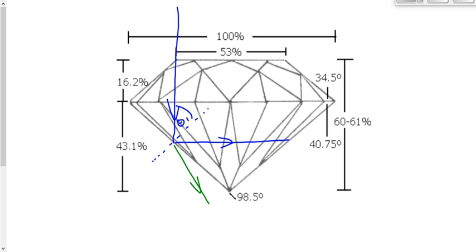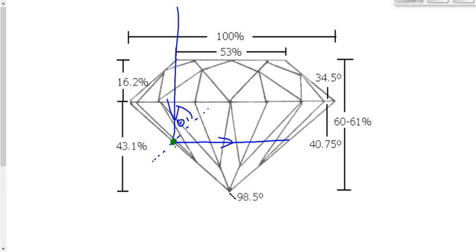Why is that a big deal that it reflects? Well, because we see a sparkle when light reflects. If light bounces off the boundary between the diamond and the air, it sparkles. And that's what we want diamonds to do. We want them to sparkle, right? If it refracts, we're going to see the boundary between the diamond and the air, but it's not going to sparkle. That's what we want, is sparkle.